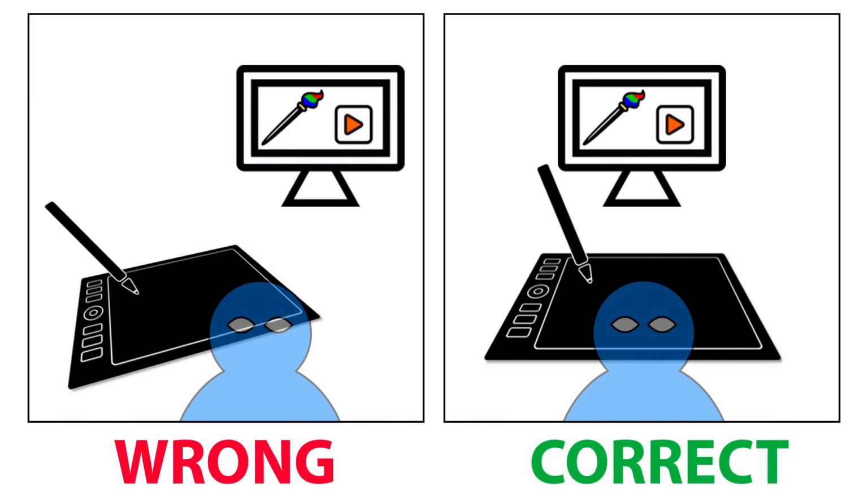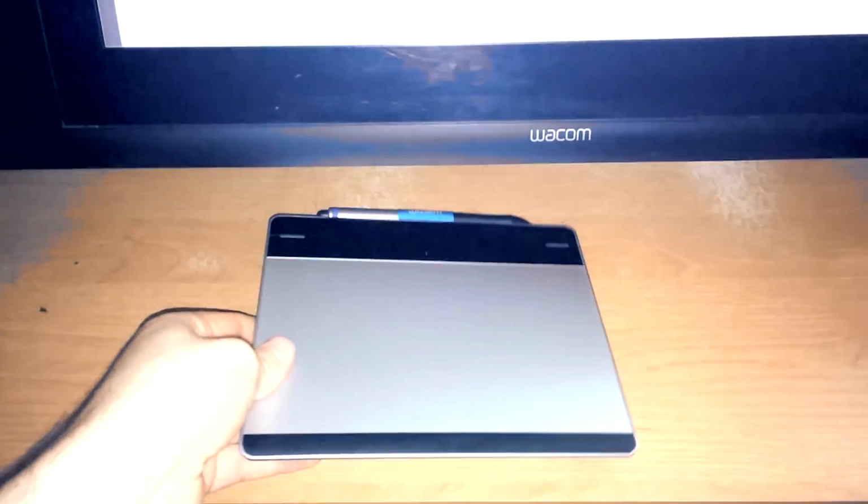You want your tablet to be parallel to your screen, and you want to be right in front of your tablet and right in front of your screen. If you have a sliding drawer for your keyboard, that's a good place to put your tablet, because then it'll be right in your lap, right in front of you.